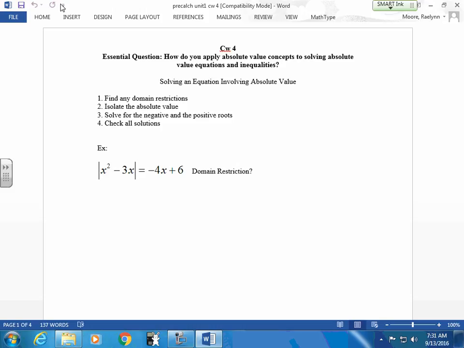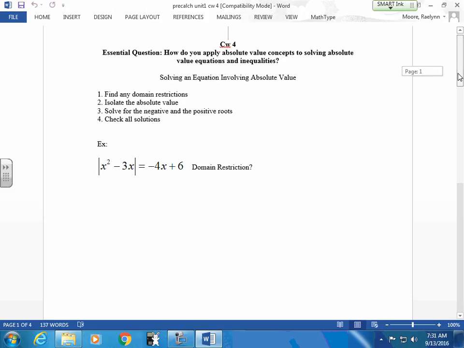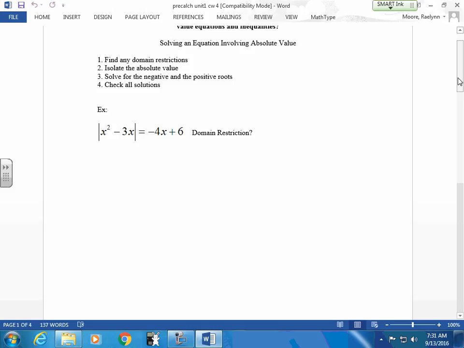We're going to isolate your absolute value just like you isolated your radical. We're going to check for the negative and the positive roots, and we're going to check all the solutions to make sure they're all working. Now, when you have a basic absolute value, what can x be equal to? Negative 3 and positive 3. You have two paths. You have a negative path, you have a positive path.